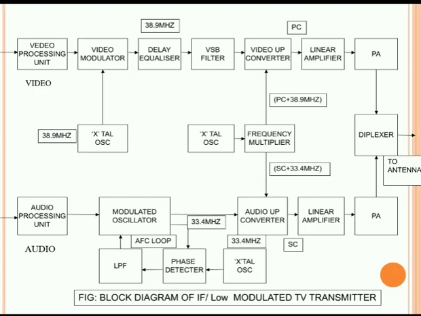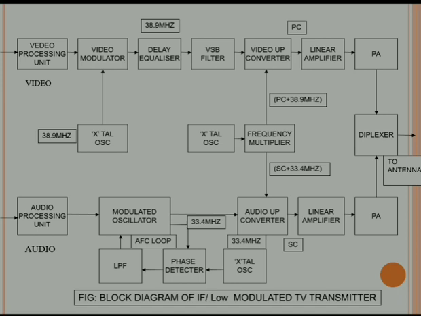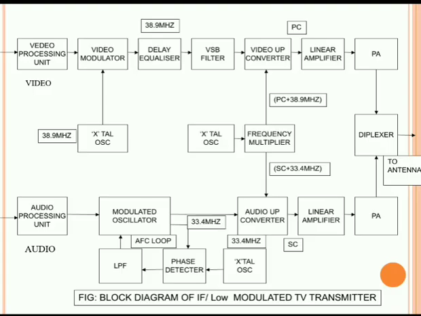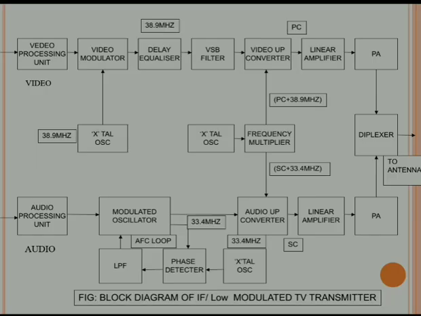Frequency multiplier, or we can call it frequency up conversion, is also basically a mixing process where the carrier frequency is added with 38.9 MHz. That gives us a channel picture carrier frequency, so that particular frequency up conversion or frequency multiplier is used here. The frequency up converter can also use the diode bridge modulator that we have seen just now. Thus the linear amplifier and power amplifier are used to amplify the modulated video signal's power.